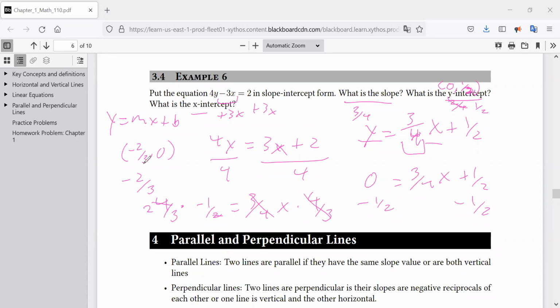Does that make sense to people? So this is the x-intercept. Yes, no, maybe? I think so. Cool, thank you.